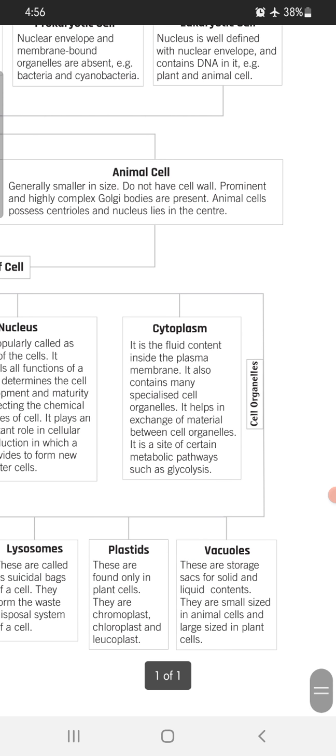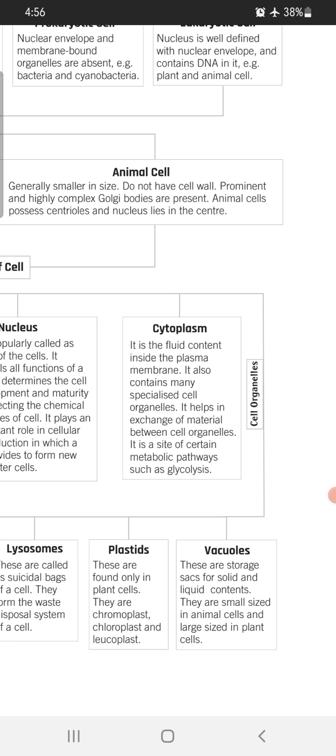And the last organelle is vacuoles. Vacuoles are the empty bags present inside the cell. They are called storage bags. They store either food or waste material. And remember one thing, that vacuoles are small in size in the animal cell, but they are large in size in the plant cell.